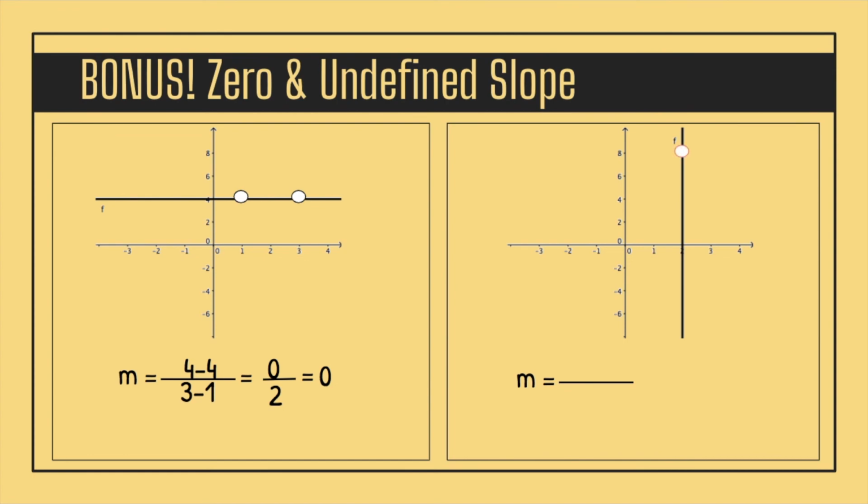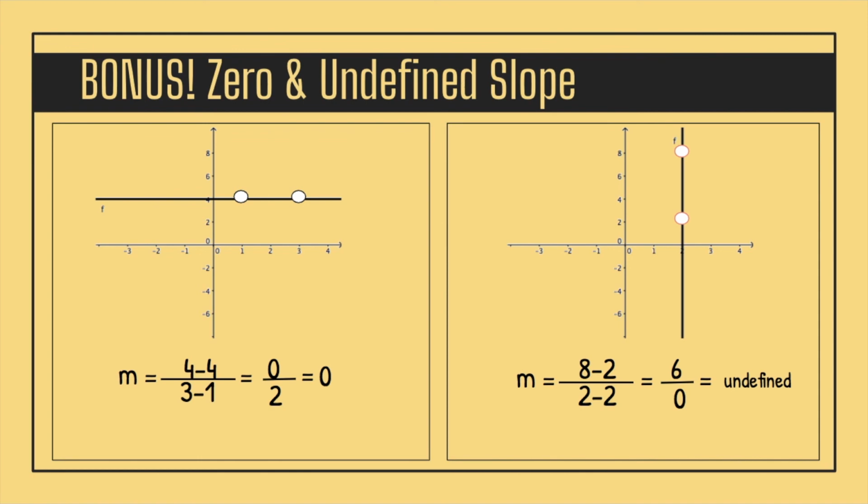So for our undefined slope, let's pinpoint 2 more points on our line. Our first will be 2, 8, and our second point will be 2, 2. Now when we subtract our y's, we get 8 minus 2, and when we subtract our x's, we get 2 minus 2. When we simplify this down, it equals 6 over 0, and that simplifies down into undefined, because you cannot divide any number by 0.